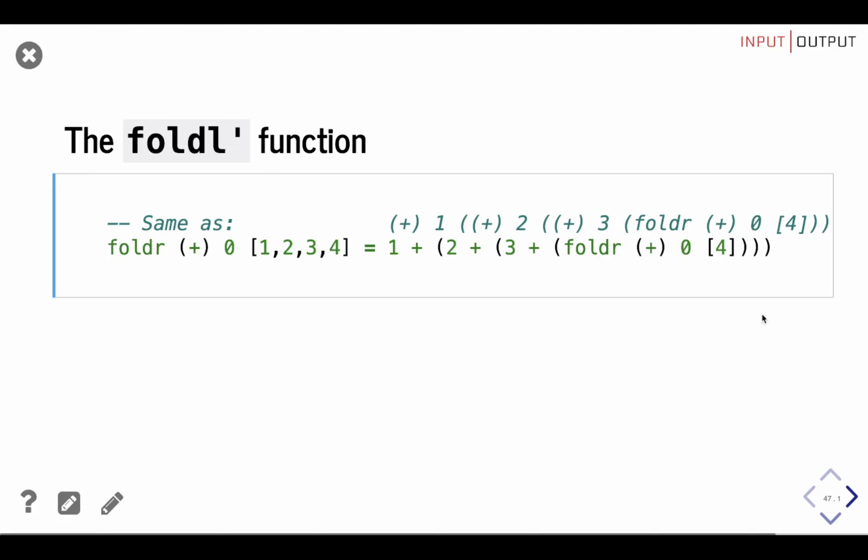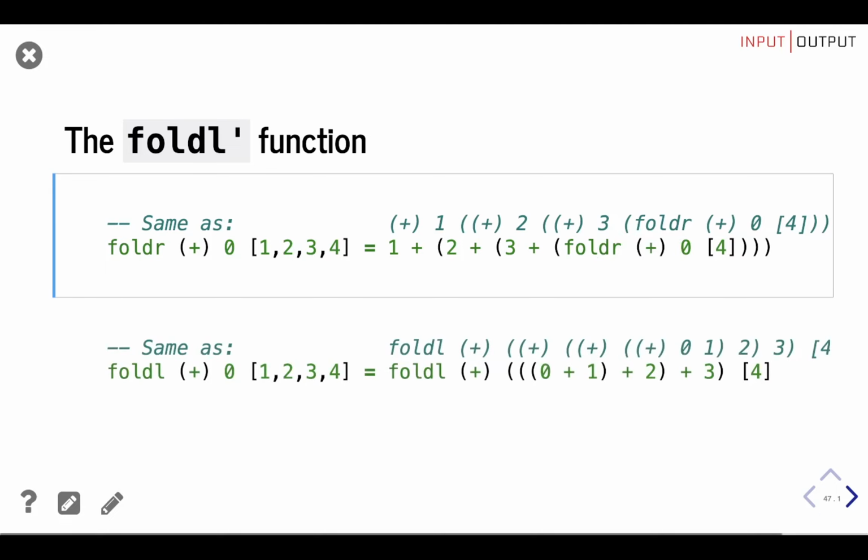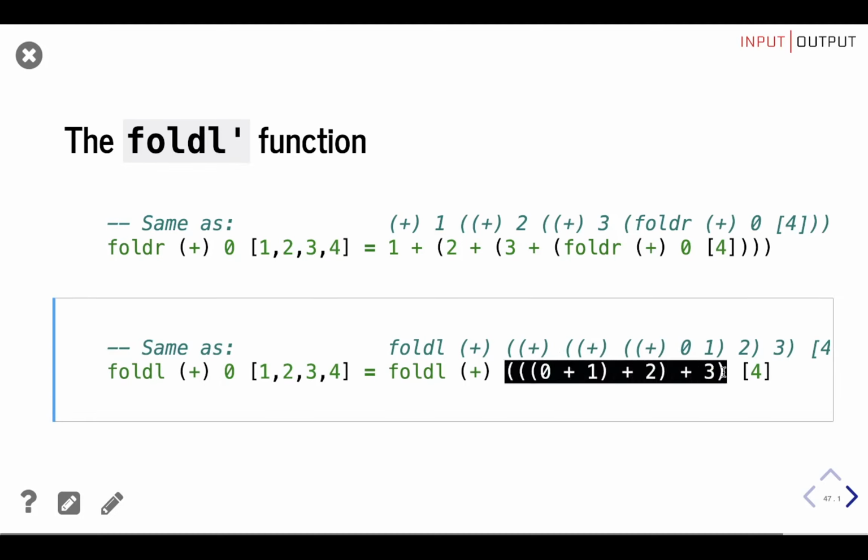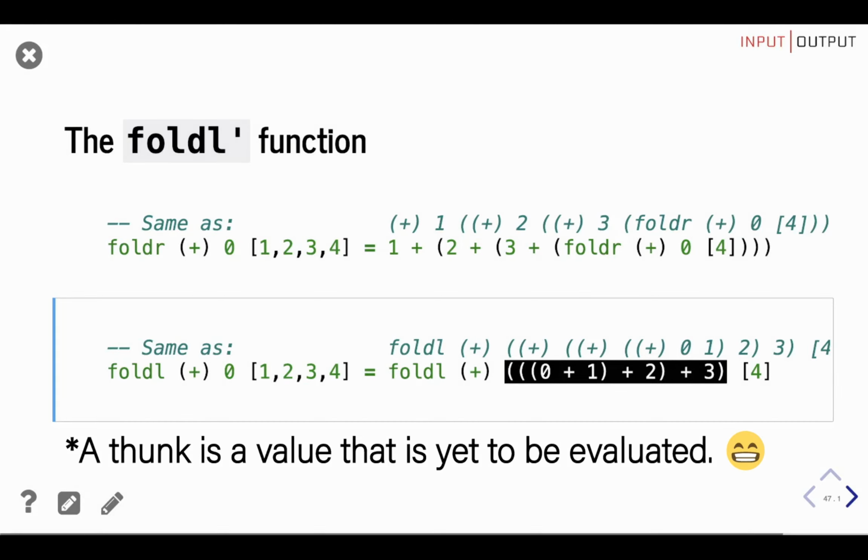But if we take a look at the same intermediate step but in foldl, we see that we could totally reduce this whole expression to 6 before continuing with the recursion. And that's what foldl prime does. To be clear, foldl and foldl prime return the exact same result. The difference is that foldl prime reduces the expressions at the intermediate steps. So it's more efficient because it doesn't build a huge chunk.